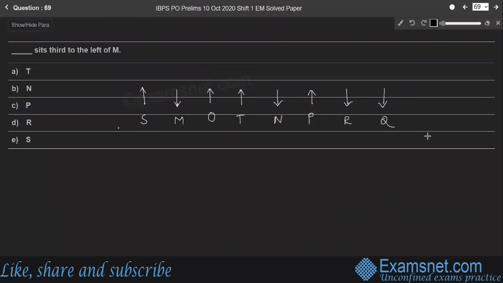Question 69. Who sits third to the left of M? So M is sitting here. To the left of M is this direction, right? So who is sitting third to the left of M? First, second and third. So N is sitting third to the left of M. Therefore, option B is the right answer.